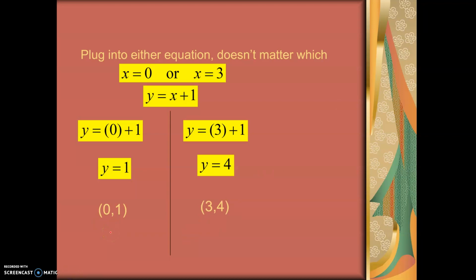And if you want to check your answers to make sure you're right, remember that this is x, this is y. And this is x and this is y. If I plug in 0 for x and 1 for y in both equations, the left side should equal the right side. Same thing for 3 and 4. If I plug in 3 for x and 4 for y in both equations, it should be a solution to both. That means the left side should equal the right side, which means that (3, 4) is a point on both curves. Okay, and same thing with (0, 1).